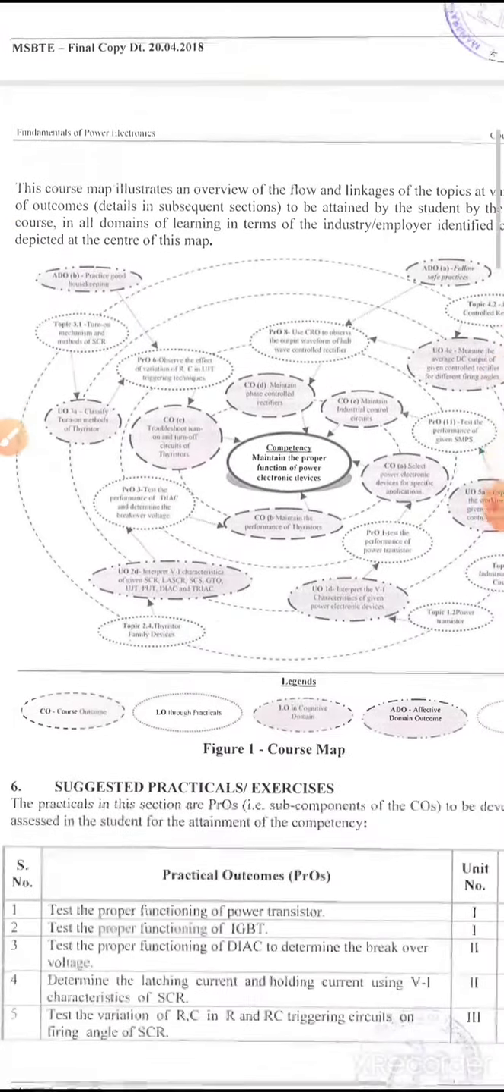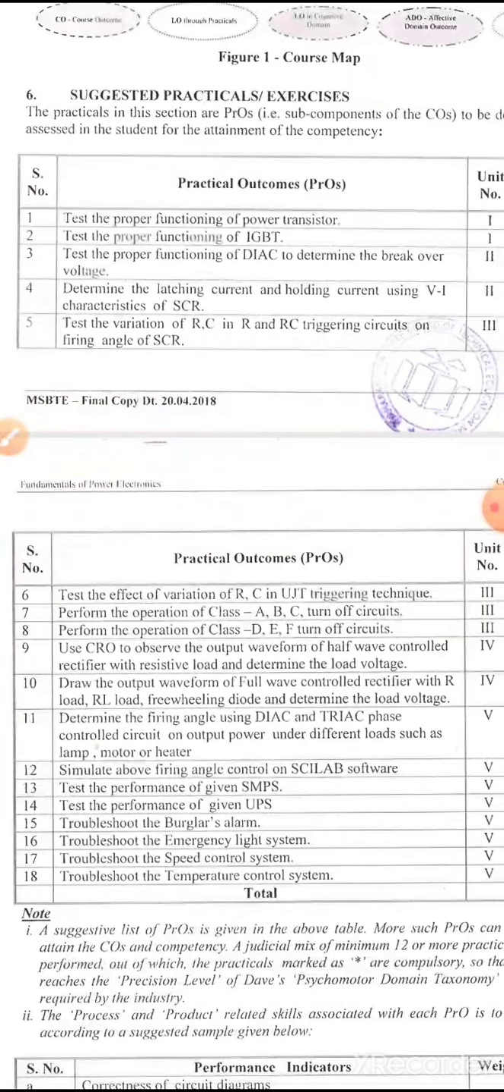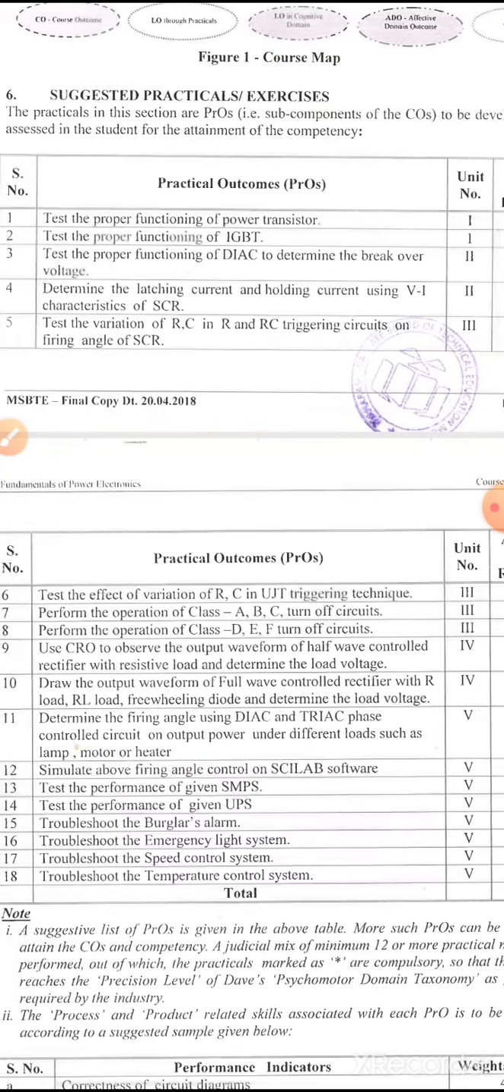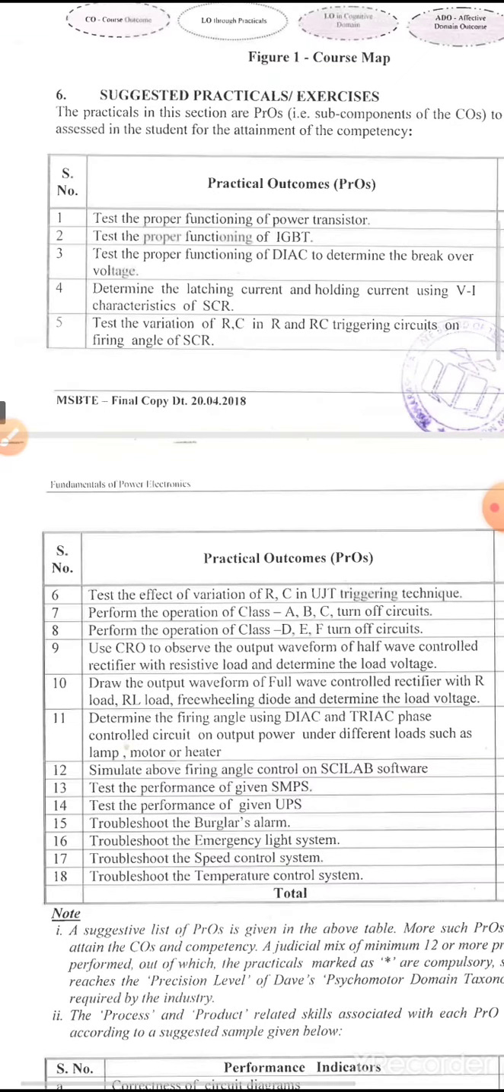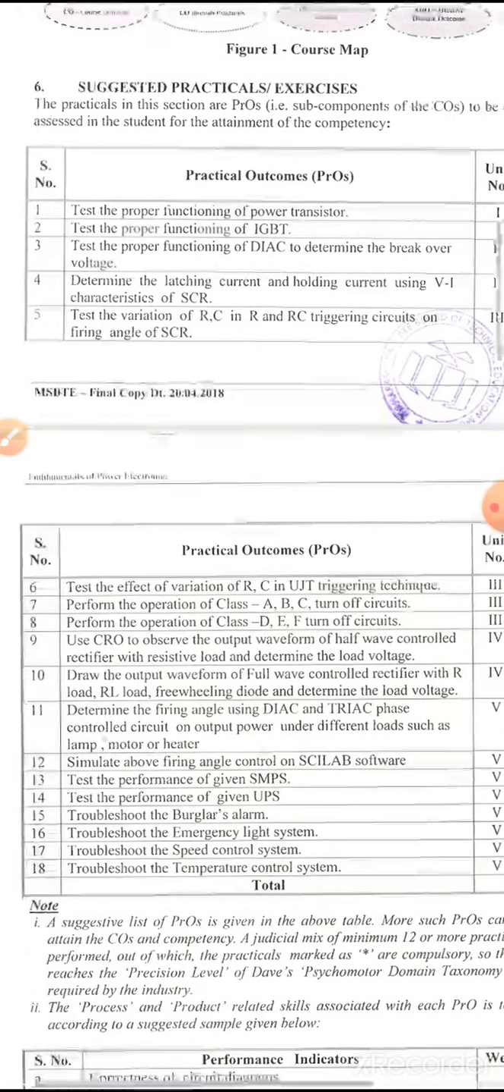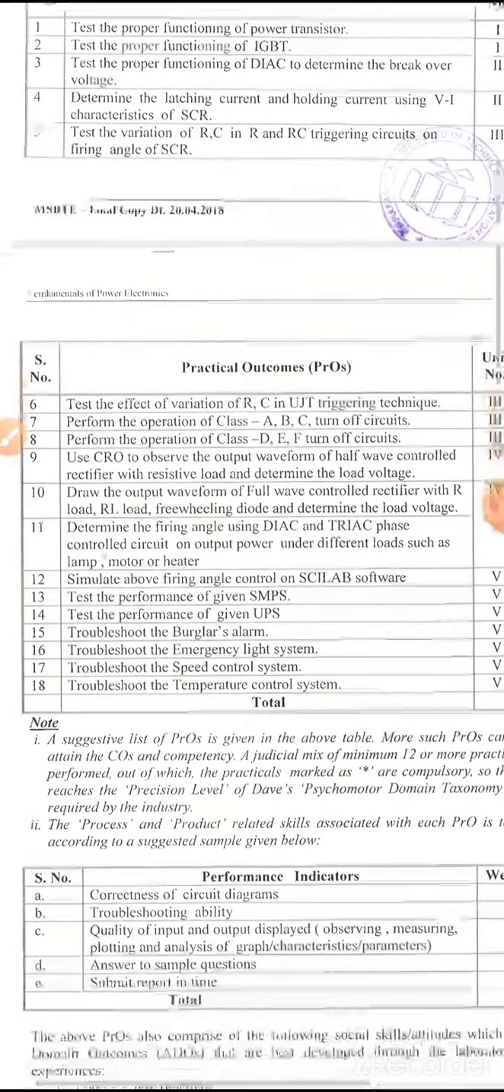Okay. Now the next is the suggested practical list. There are a total of 18 practicals as per the MSBTE. A minimum of 12 experiments or practicals need to be conducted, out of which the starred ones are compulsory, and these are related to a particular unit. So this is nothing but the whole list of the practicals.